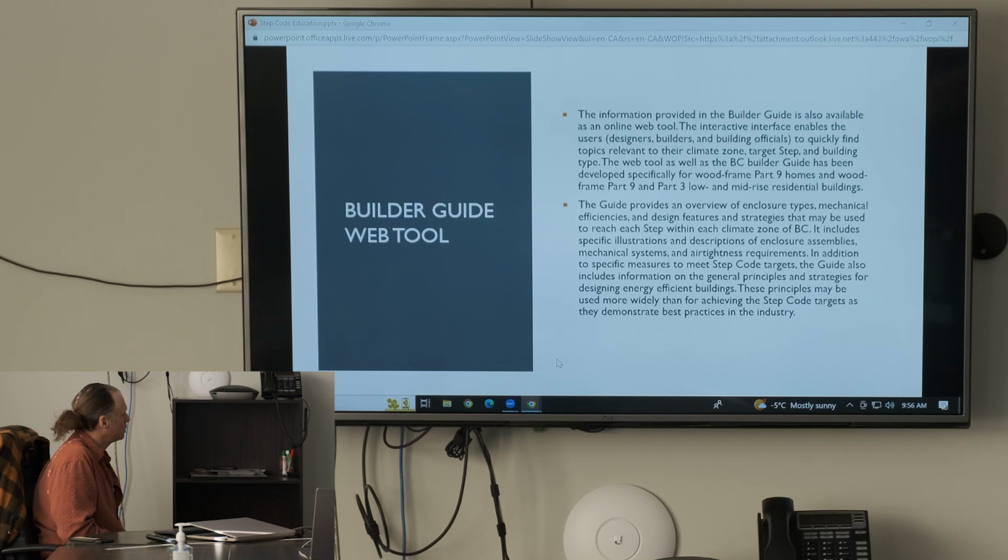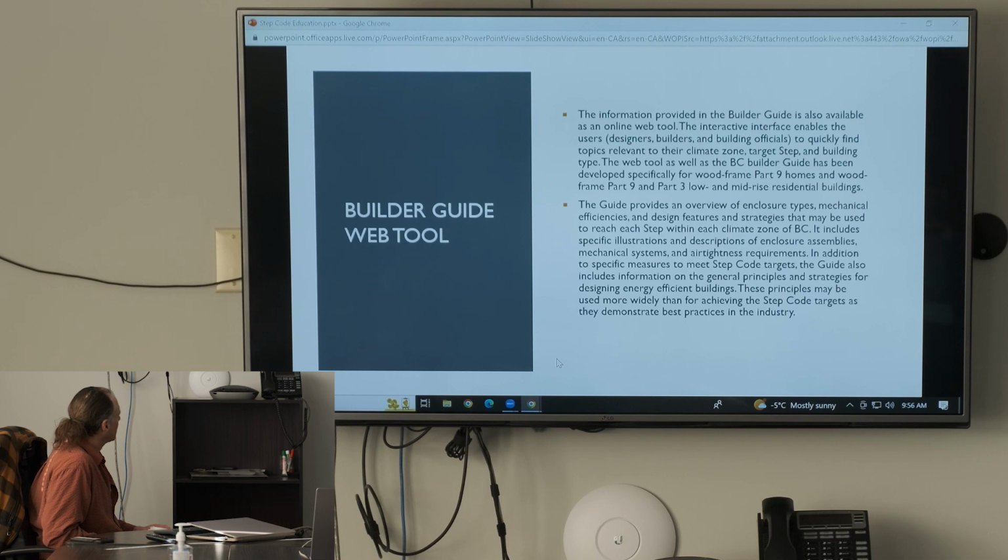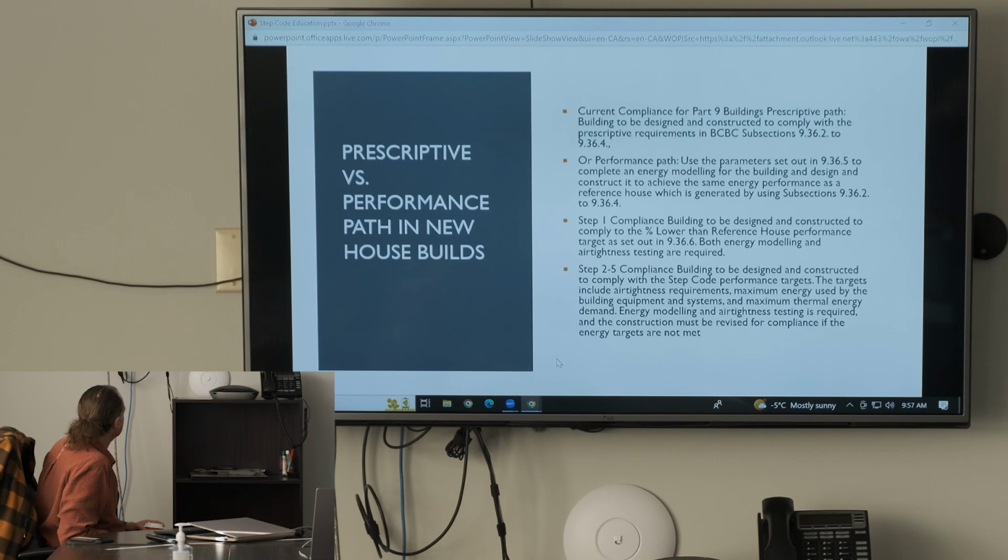The guide provides an overview of enclosure types, mechanical efficiencies, and design features and strategies that may be used to reach each step within each climate zone in BC. So we're in climate zone 6, if you didn't know that already. And so there'll be specific metrics in that climate zone in the Builder Guide web tool. These principles may be used more widely than for achieving the step code targets, as they demonstrate the best practices in the industry. So what is a prescriptive versus performance path in new house builds?